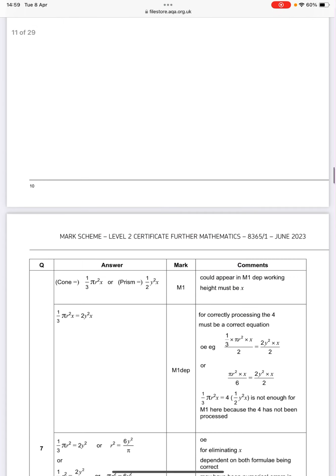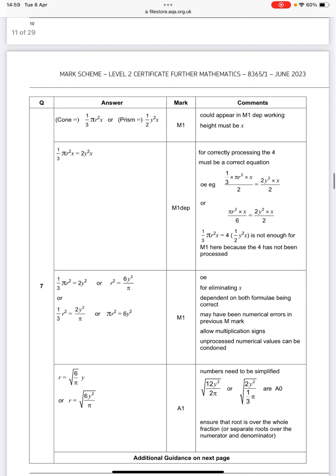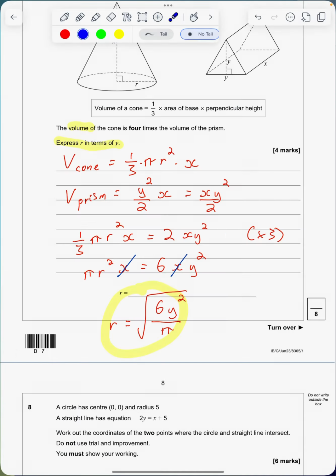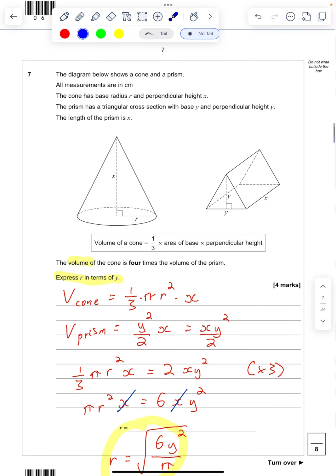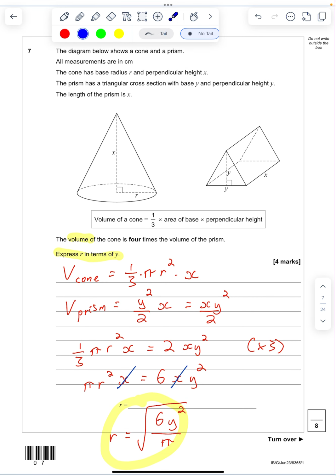Let's check the mark scheme. Good. We're looking good. Okay, and I'm going to leave it there for the time being. That is part one of the June 23 paper one.